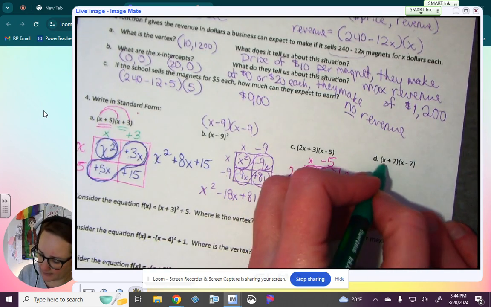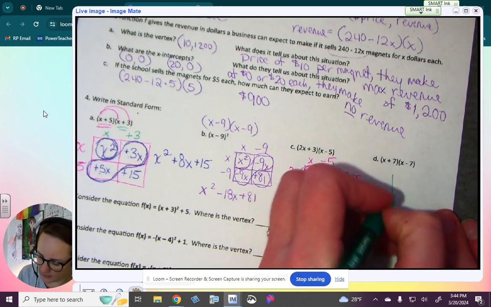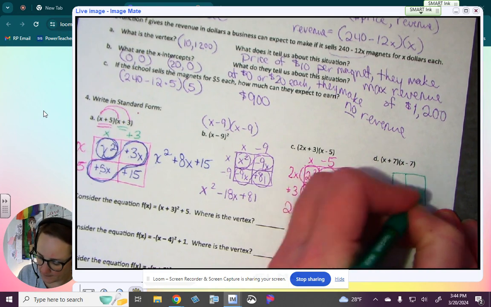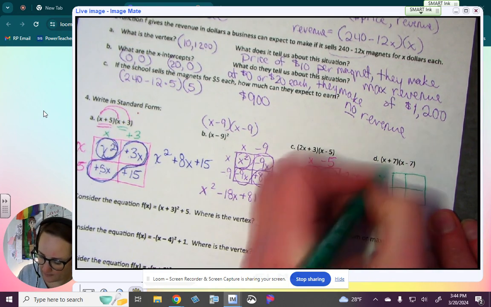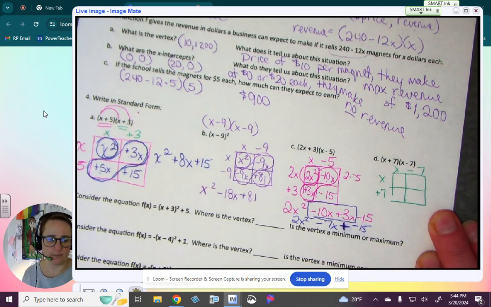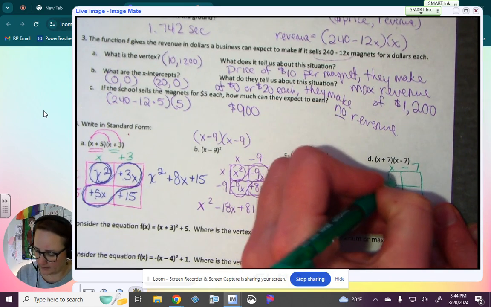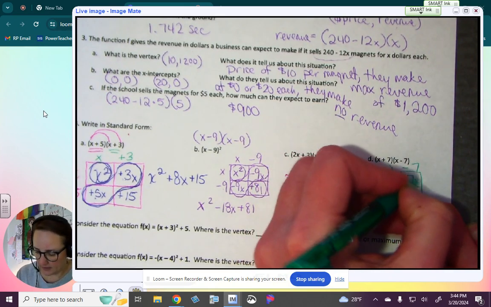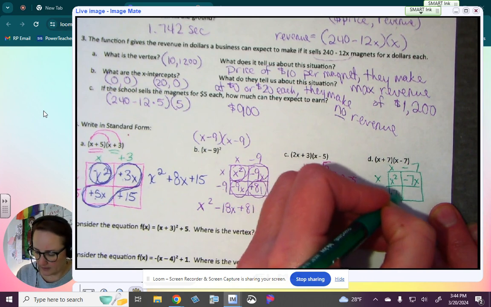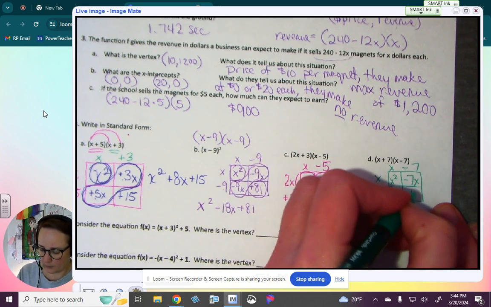Last but not least, x plus 7 times x minus 7. Here's my x plus 7. Here's my x minus 7. Multiply to fill. X squared, negative 7x, positive 7x, negative 49.